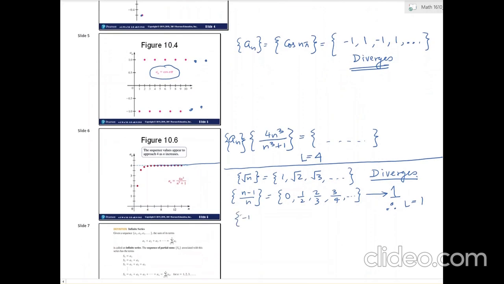Similarly, negative 1 to the power n times 1 over n was negative 1, 1/2, negative 1/3, and so on. Now if you were to graph it, you will see that this converges to 0. So the limit of this sequence is 0. Okay, so next we are going to see how we find these limits, and that is the most important thing.